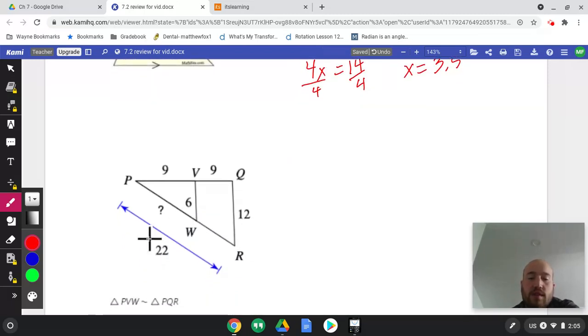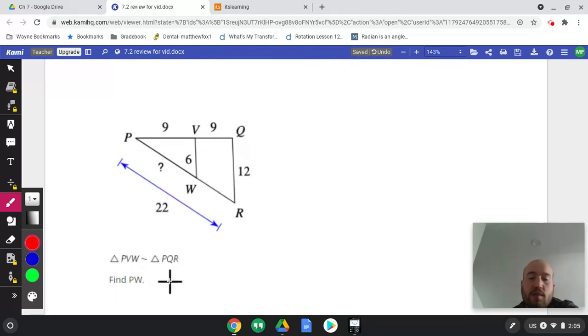Now the final one here, once again, we're trying to find this question mark, find PW. It tells us PVW is similar to PQR. So we got the small one and the big one. Now, we have lots of options on how we can set this up. First off, this is on the outside, the x, so we could figure out based on 9 over 9, and then x in this missing spot there, set those equal. If you do that, you would have to do 22 minus x to find what goes right there. So that is one option.